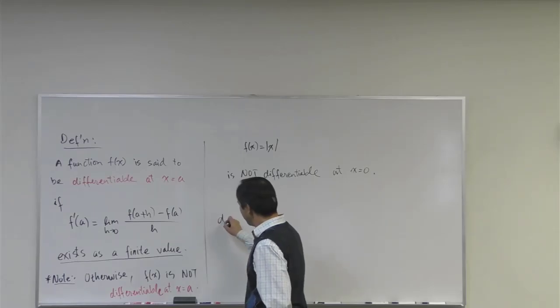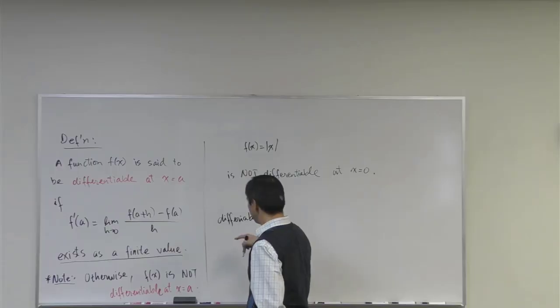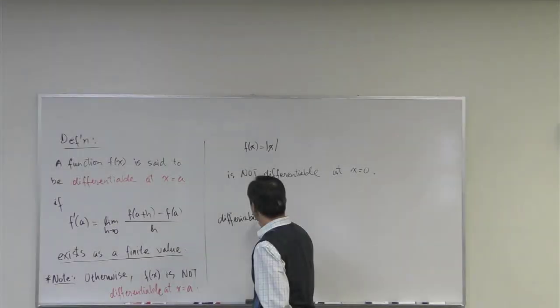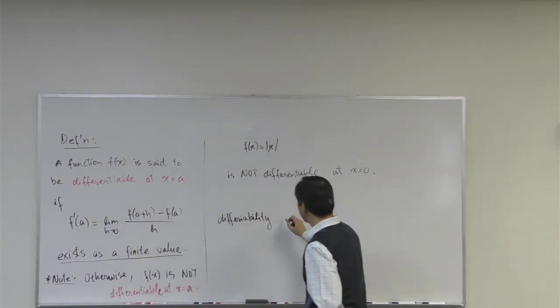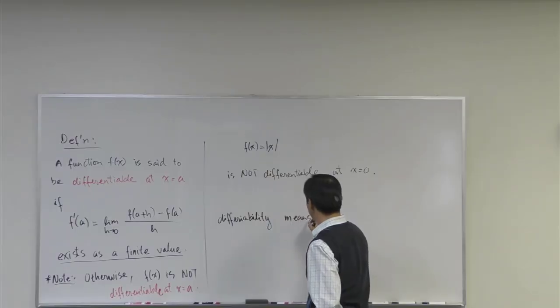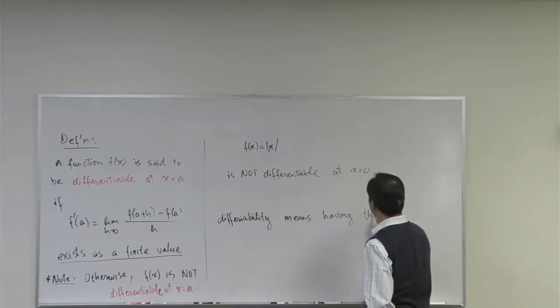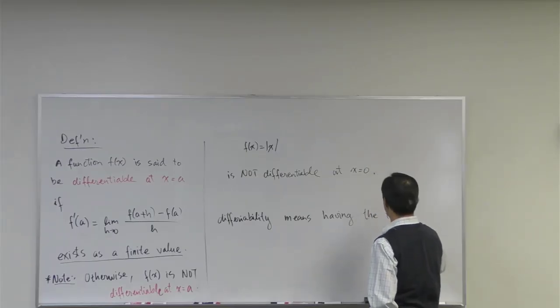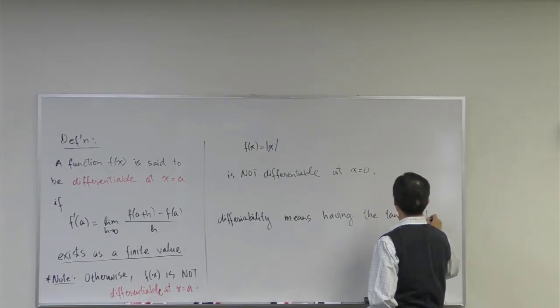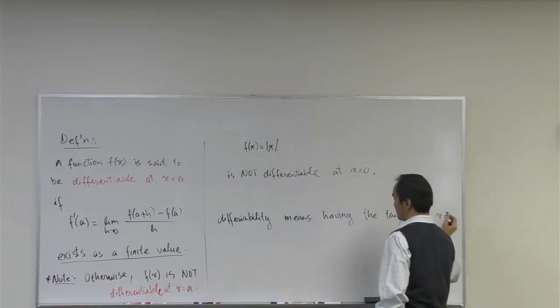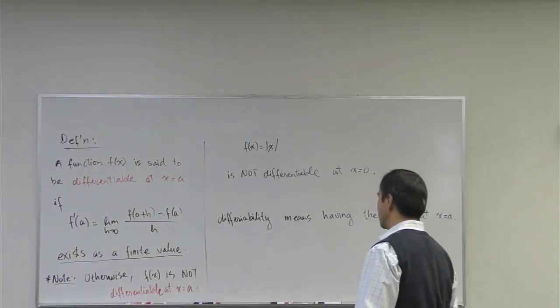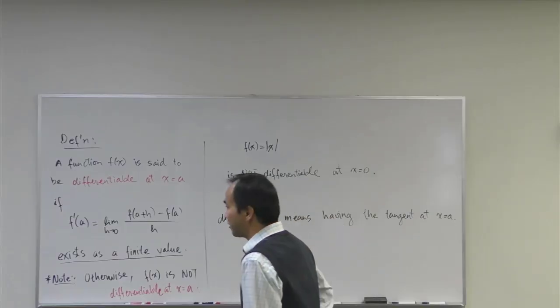You see, differentiability, meaning differentiable or not, right? So differentiability means having the tangent line. That's the value. Otherwise, it means we don't have any tangent line at all.